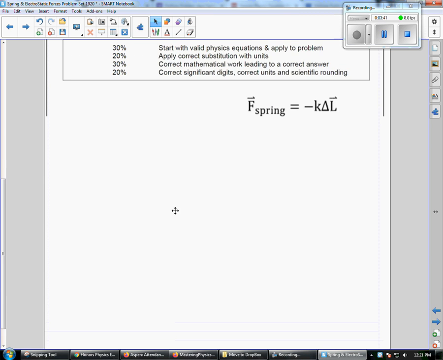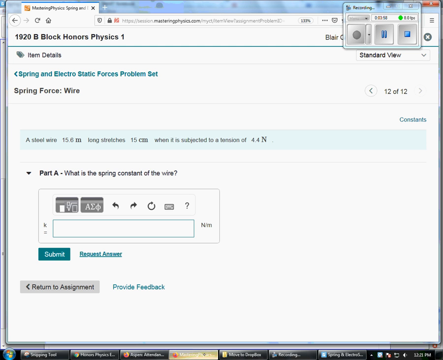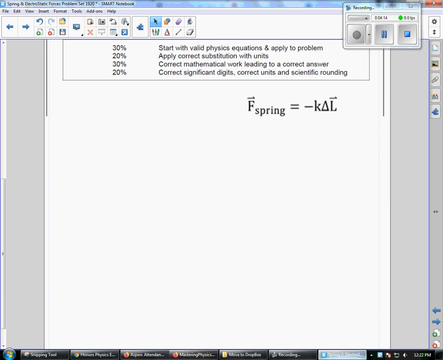And remember, Hooke's law is relating the amount of force applied or created by the spring to the spring constant, that physical representation, and the change in length of the spring. So we're asked here about, we're given it stretches this far and that much tension. We just need to make sure we convert that 15 centimeters into meters. So going back here, bring that back.